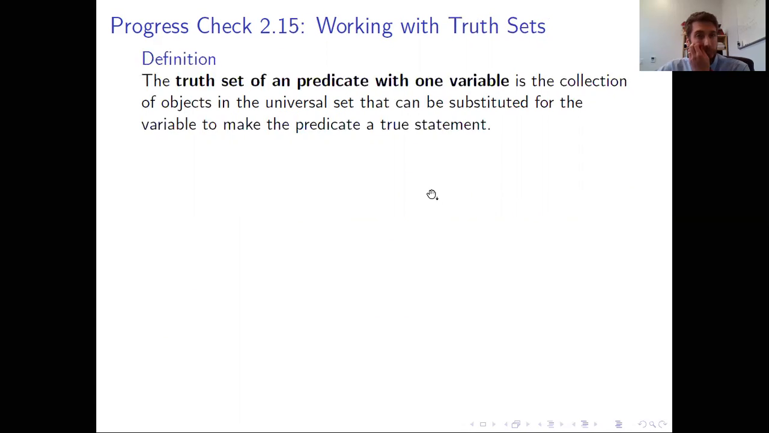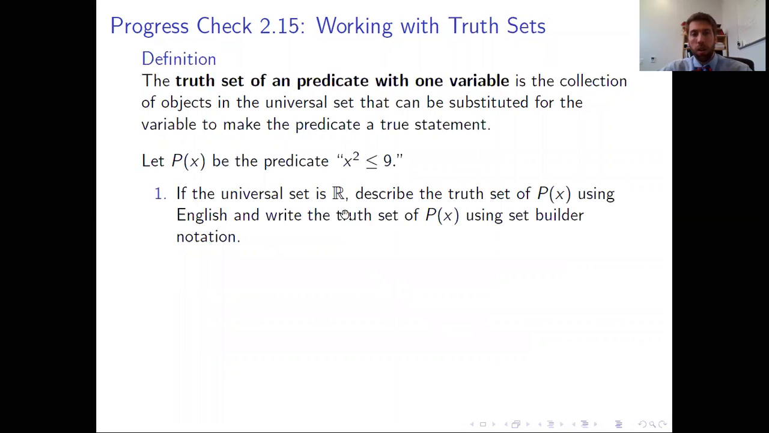Okay, the truth set of a predicate with one variable is the collection of objects in the universal set that can be substituted for the variable to make the predicate a true statement. So, I'll just keep going. We're doing a couple progress checks right now. Just got so excited, just kept moving before I was supposed to stop.